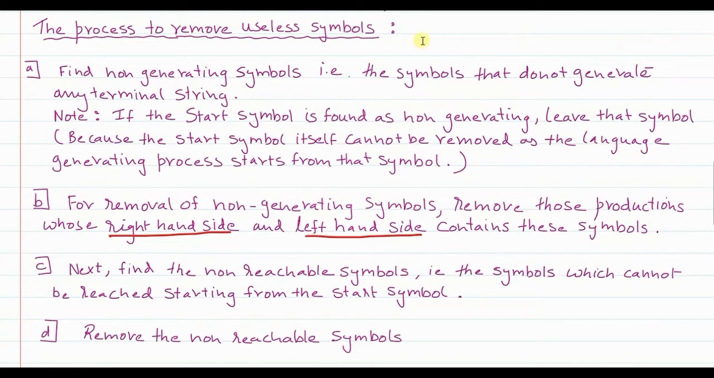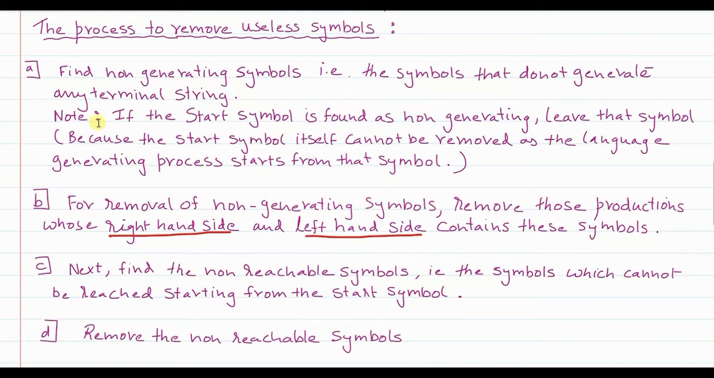Now let us see the process of removal of useless symbols. There are 4 steps that we need to consider. First, we need to find non-generating symbols in the given context-free grammar. And what are non-generating symbols? We have already seen. These are the symbols that do not generate any terminal string on their own. That's important. And when I talk about symbols, symbols are usually non-terminals only.